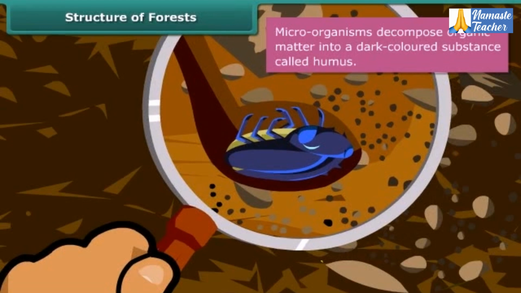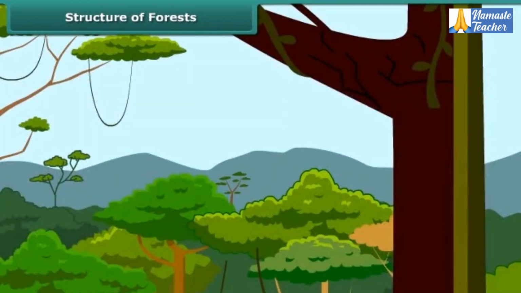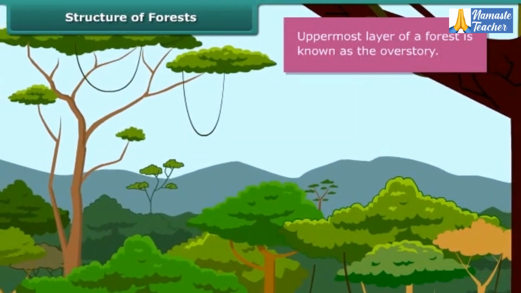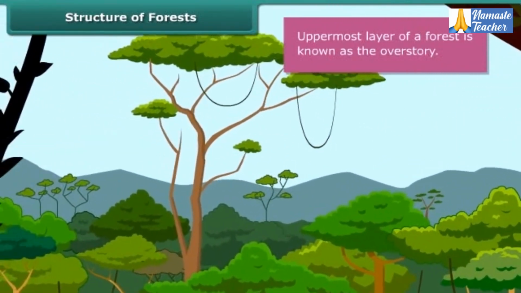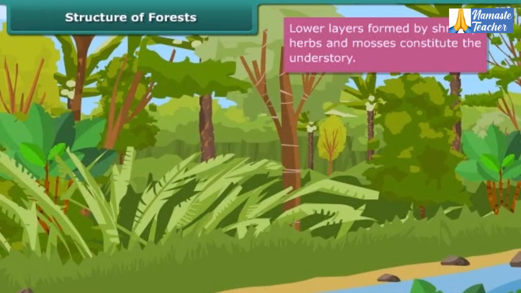Microorganisms decompose organic matter into a dark-colored substance called humus. Humus provides nutrients to plants and makes soil fertile. A forest has a layered appearance and it has trees of different heights. While the uppermost layer is known as the overstory, the lower layers formed by shrubs, herbs, and mosses constitute the understory.